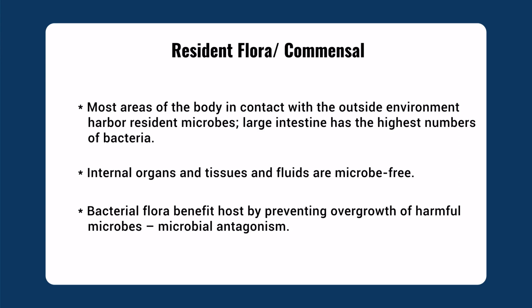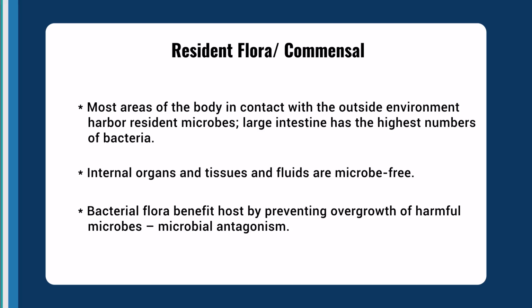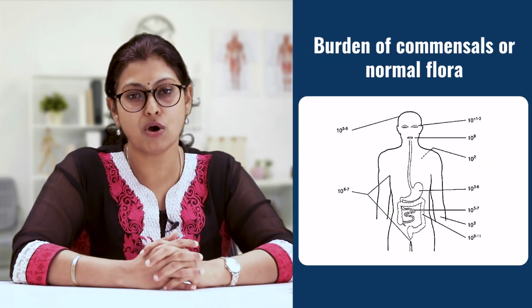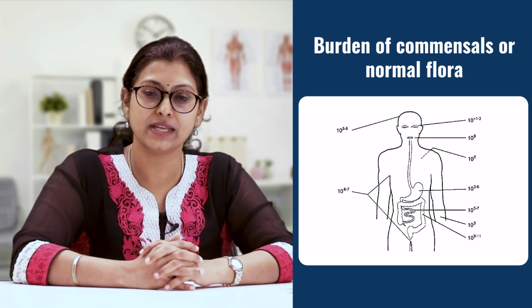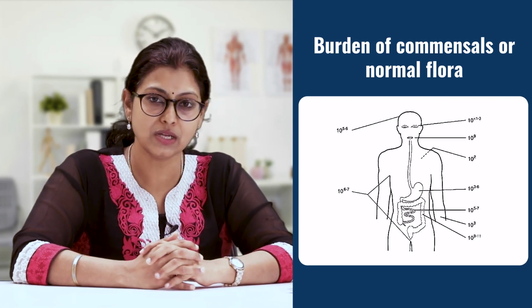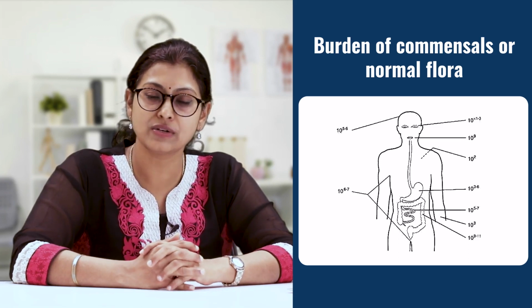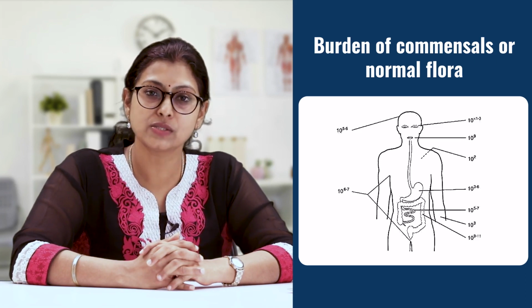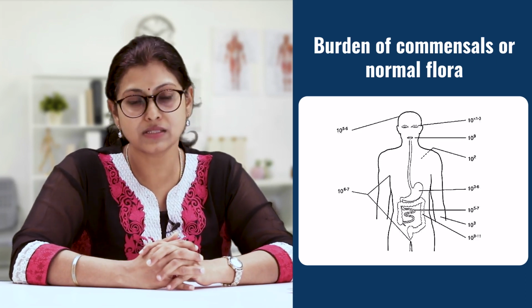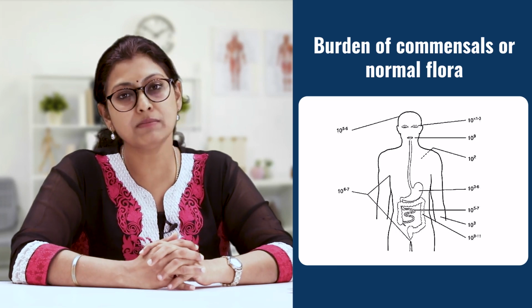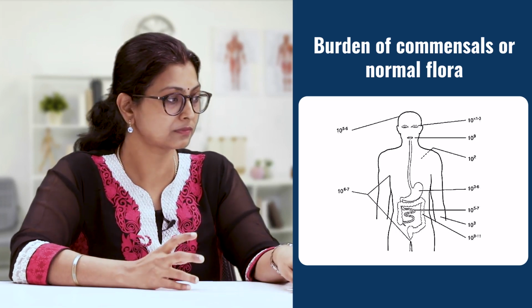So these are all the normal bacteria of our body which always help us in preventing overgrowth of pathogenic bacteria, which we call microbial antagonism. The burden of commensal or normal flora is highest at the level of your GI tract, and second, it is highest in the axillary or perineal region and also at the scalp level. The reason why we need to understand the burden of commensal bacteria is that isolating bacteria every time doesn't mean it's a pathogenic organism. We have to keep in mind the commensal bacteria also.